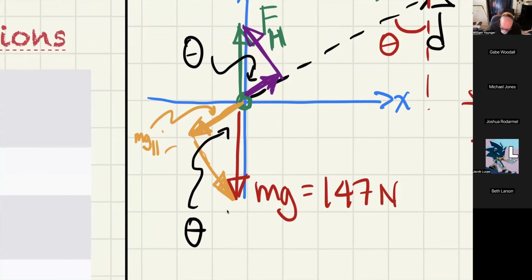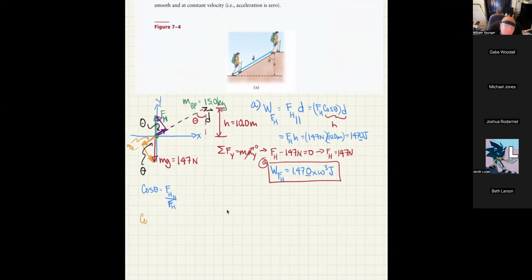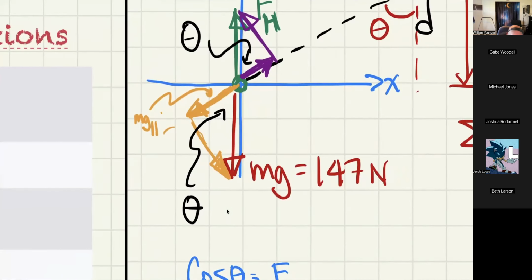And you can also see that cosine theta is equal to adjacent over hypotenuse, and the adjacent is mg parallel, and the hypotenuse is just mg. I wrote that so small that you can't see it when I shrunk it down to the normal height, but let me write it again. So that's the mg that's parallel.